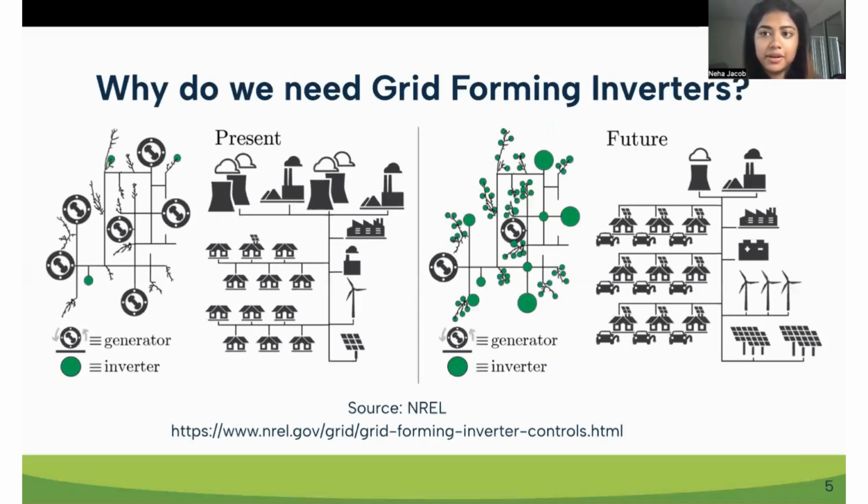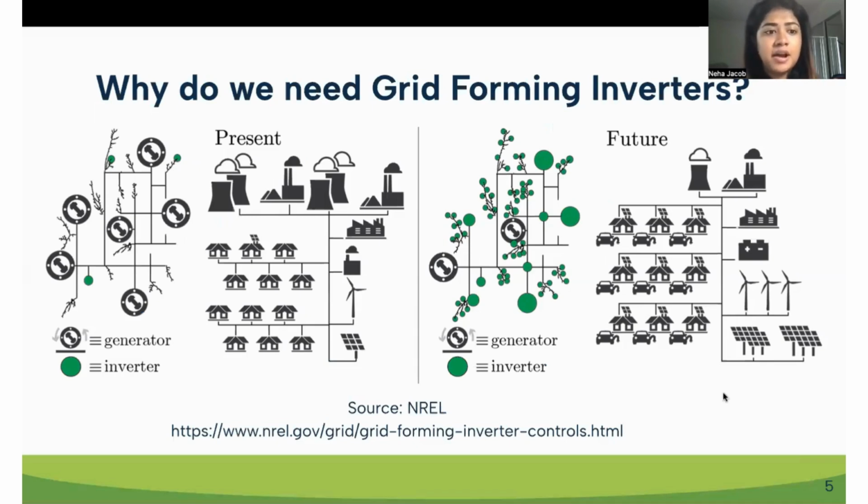So, why do we need grid forming inverters? Unlike a traditional generator, which uses the existing voltage and frequency of the grid to regulate, a grid forming inverter, however, can maintain and establish its own frequency and voltage, which makes it ideal in scenarios where you want to implement a high amount of renewable energy sources.